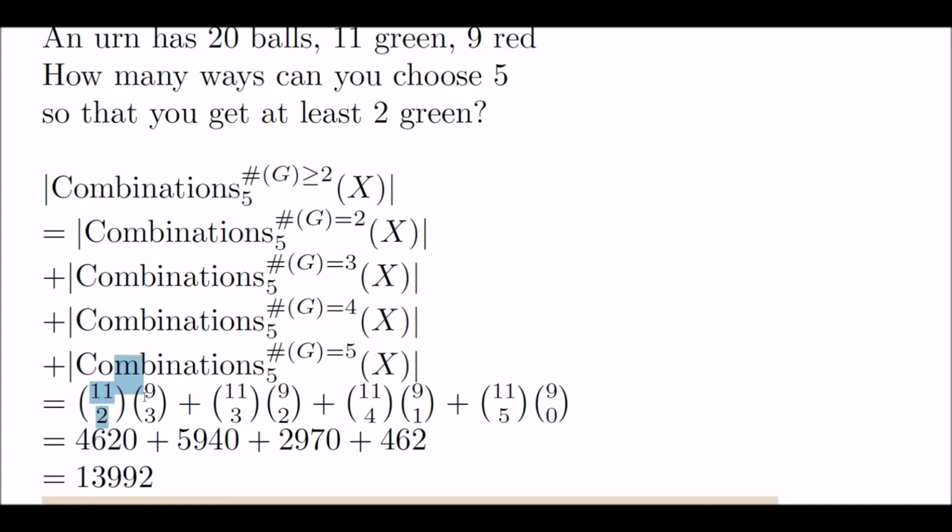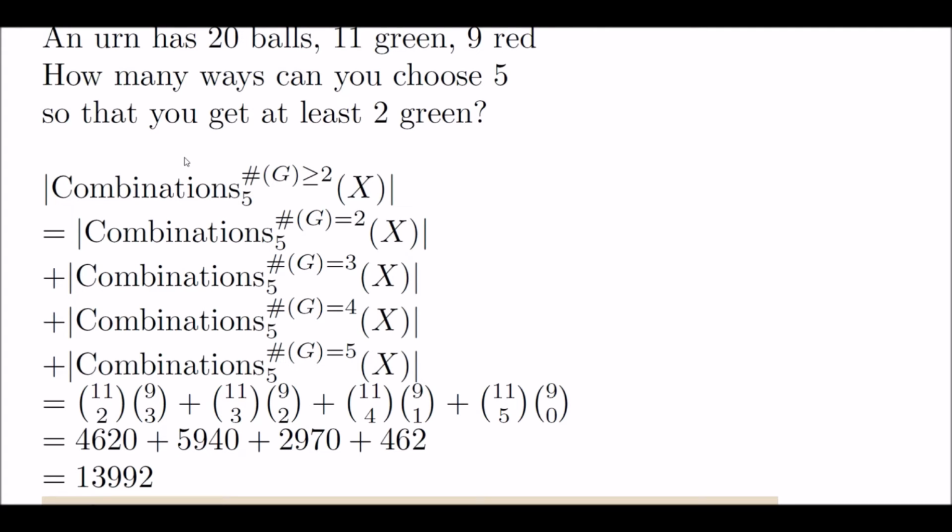So you would just find this whole thing. So 11 choose 2 times 9 choose 3. That should give you this number here. If you calculate this one, it should give you this number there. If you calculate this number, it should be this. If you calculate this number, it should be that. And you add all these together. And then here's the number of ways that you could take 5 balls, where you end up with at least 2 green.